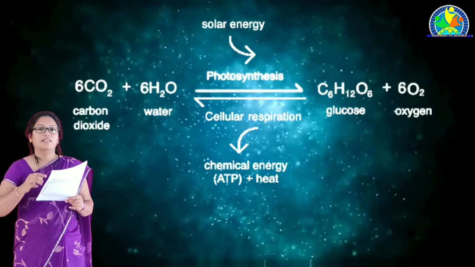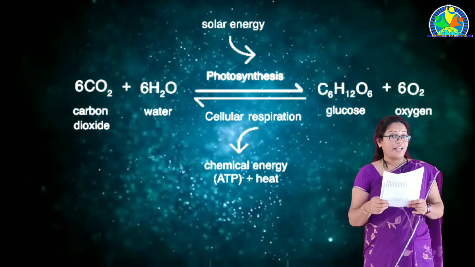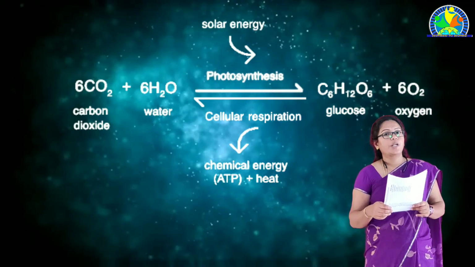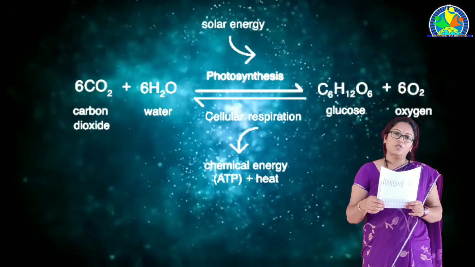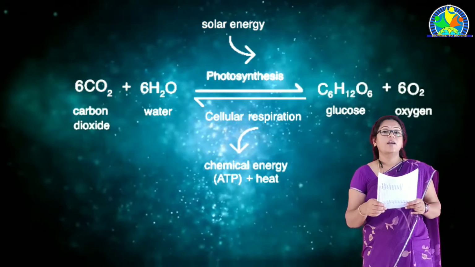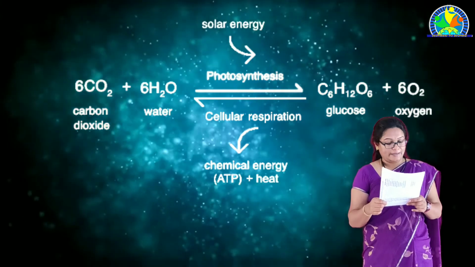You all know that in the steps of photosynthesis, carbon dioxide gets reduced to carbohydrates and the water molecule will split into hydrogen and oxygen. So oxygen is liberated from the water molecule. So option A, water, is the right answer.